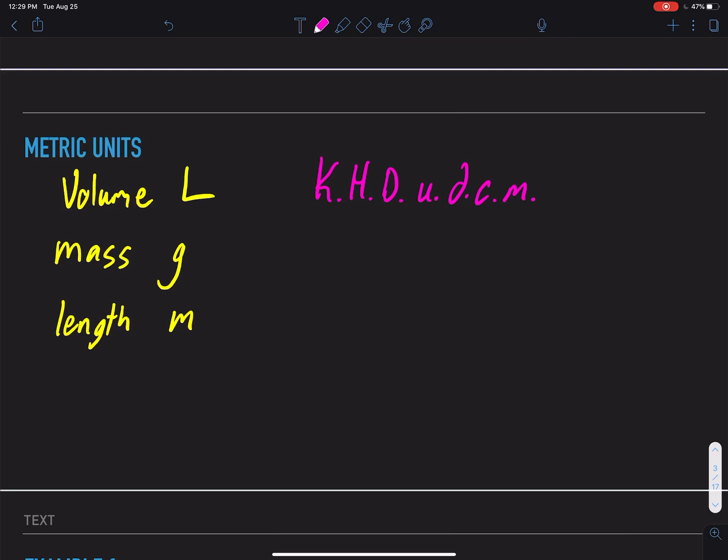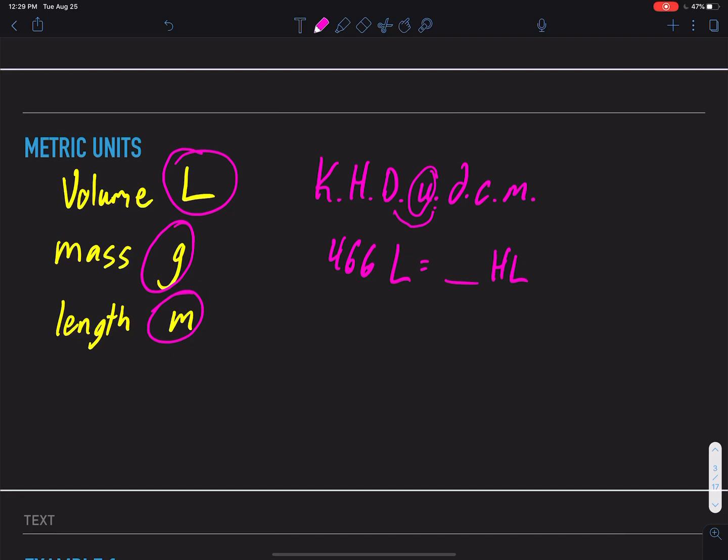So if I wanted to know something like 466 liters is how many hectoliters? Well, in that case, my base unit is liters. So our base unit applies to liters, grams, and meters. So I would move the decimal back 2 places, and that would get 4.66 hectoliters. Now, as I said, you are more than welcome to continue using that strategy. Here's how I would do that same question using the fence method.